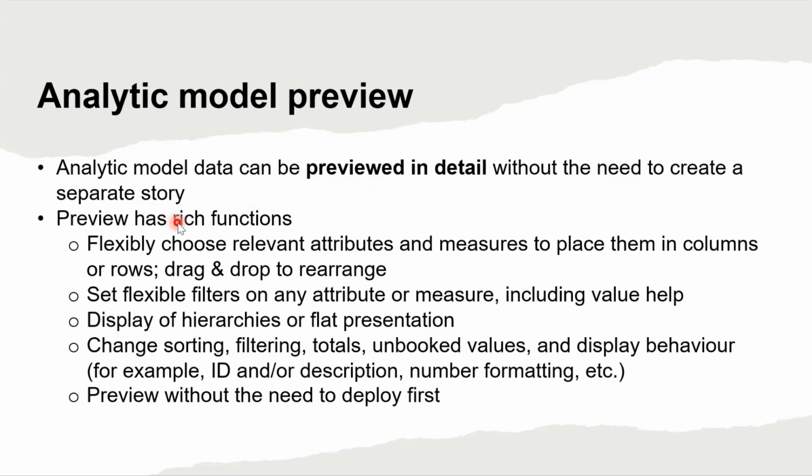Then we have the preview's rich functions. Flexibly choose relevant attributes and measures to place them in a column or a row, drag and drop to rearrange, and set flexible filters on any attribute or measure including value help. Then we have display of hierarchies or flat representation, change sorting, filtering, totals, unbooked values, and display behavior. For example, if you want to display the ID or a description of that dimension, number formatting, etc.